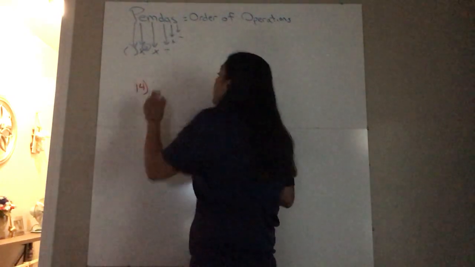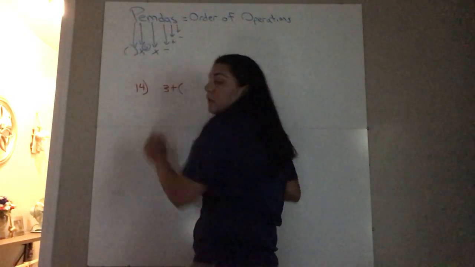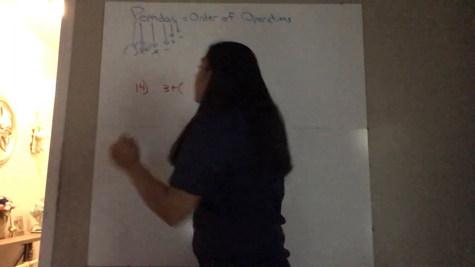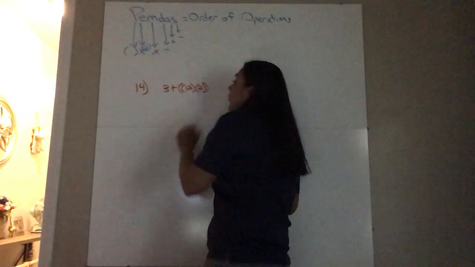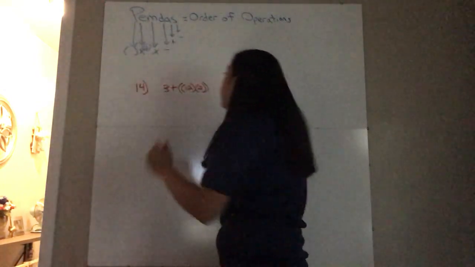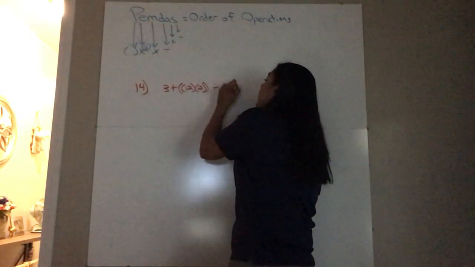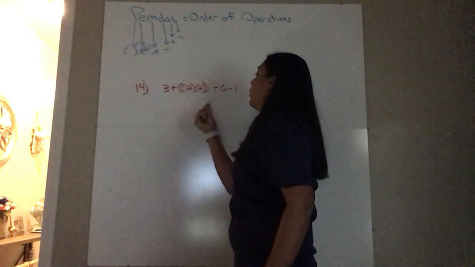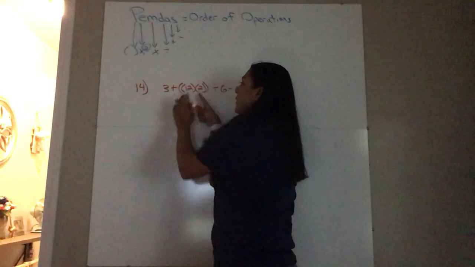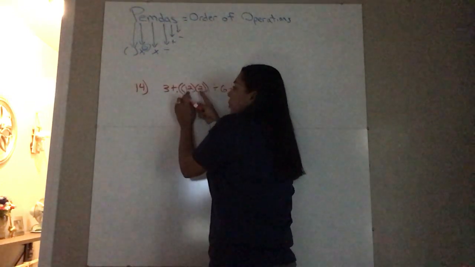Number 14 says 3 plus parenthesis 12, 2, close the parentheses twice, divided by 6 minus 1. Okay, so our PEMDAS says parentheses. We're going to work our way inside out. If you have parentheses that are right next to each other like this, it means multiply, okay?